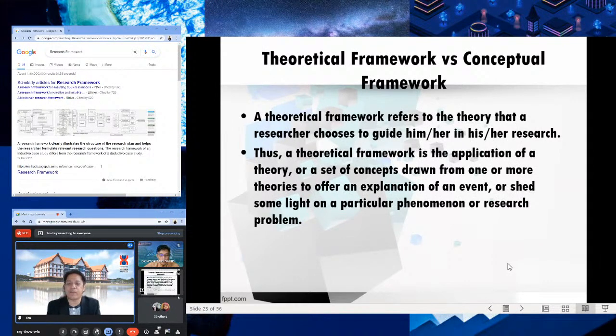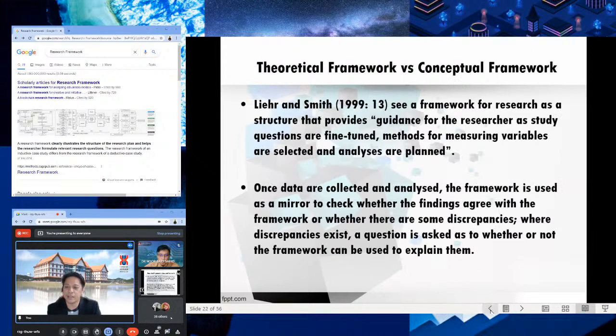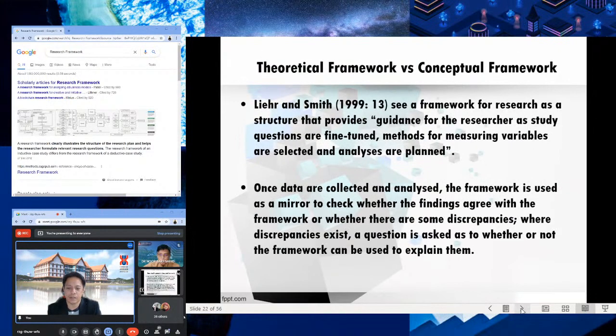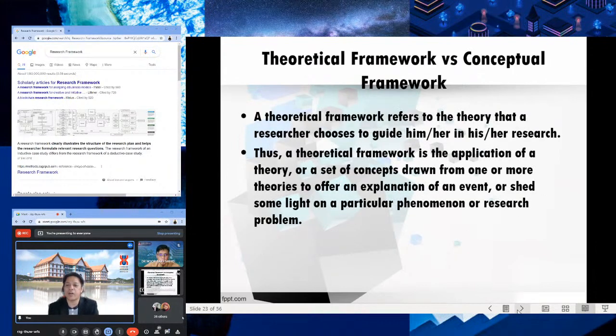And the theoretical framework refers to the theory. Just now we explained the conceptual framework, the framework in general, but the theoretical framework refers to the theory that the researcher chooses. It is a collection of the theories that you choose for your research, and it is the application of the theory and the concept, as I explained, to a particular phenomenon or research problem.